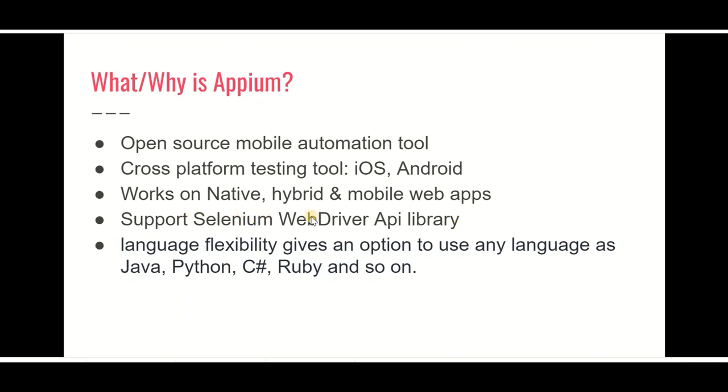And from the Selenium library, you can call different methods and use them exactly the same way you used to write scripts in Selenium. It also has language flexibility, giving an option to use any language like Java, Python, C#, Ruby, etc. So this is the very basic and fundamental knowledge about Appium.